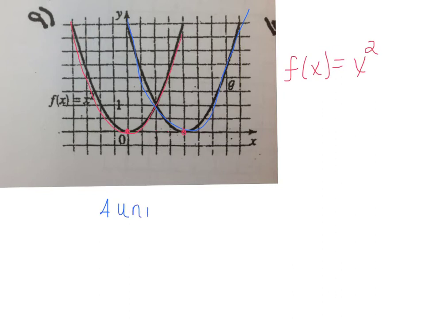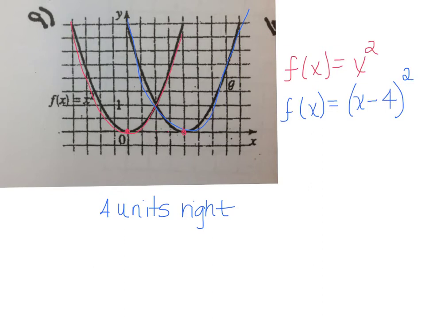So we have to make a new function that shows we move 4 units right. This is a horizontal shift. So remember, horizontal shifts go inside the parentheses. This one doesn't have any parentheses, so we're going to create it with the square still on the outside. And since we had to move right, you know it's minus 4. So that would be your equation for moving right.